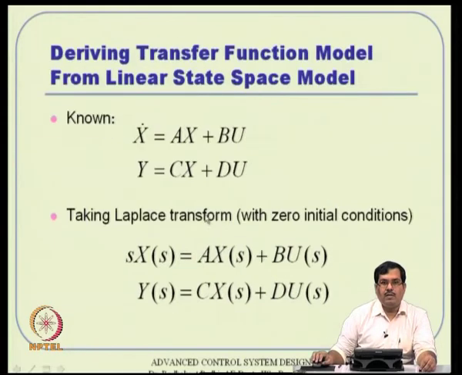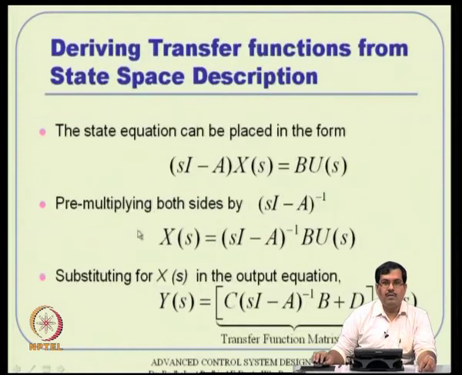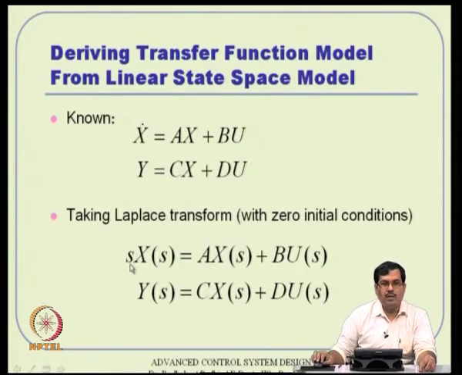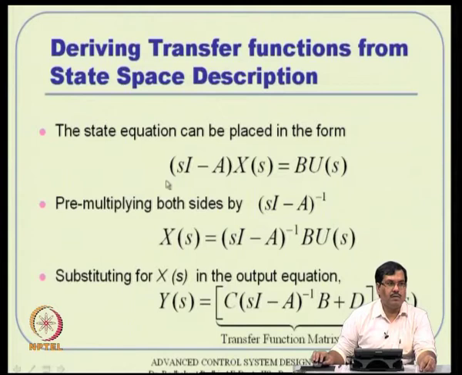So, if I take the first equation and bring this one to the left hand side and take x of s common, then I have to do this algebra: s into I minus A. Remember that, because this has to be a matrix. In a vector sense, if I write s into x as a component by component multiplication, in a vector matrix sense I have to do sI minus A here. So, this is sI minus A into x of s is equal to B times U of s.